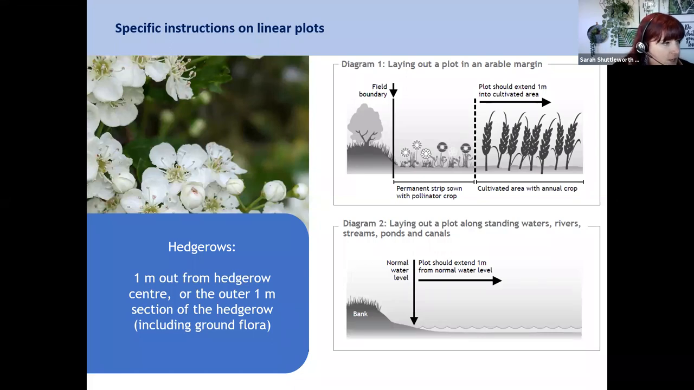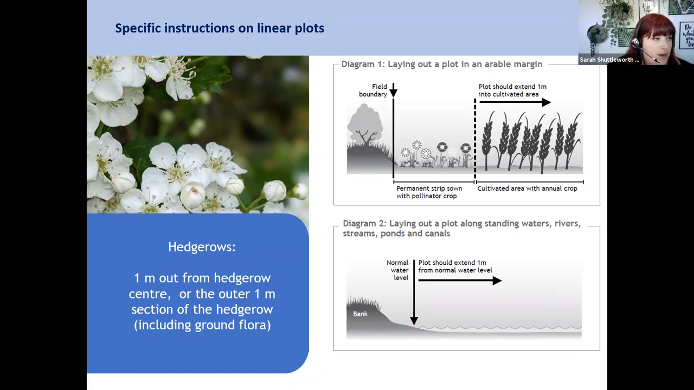There are separate sections in the guidance notes on linear features, particularly for vertical plots, for rock outcrops, cliff bases and screes, so I won't go into detail on that. Just read through your guidance notes for that. And again, there are further details about linear plots for arable field margins in the guidance notes regarding which arable crops are not likely to be recorded, like biofuel crops. So maybe those sort of areas wouldn't be included.